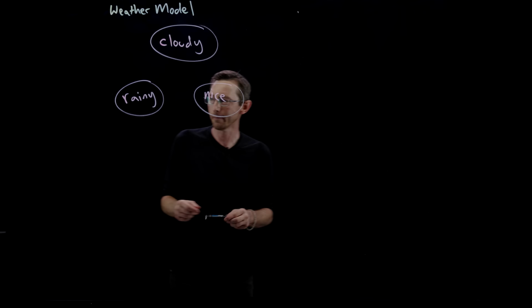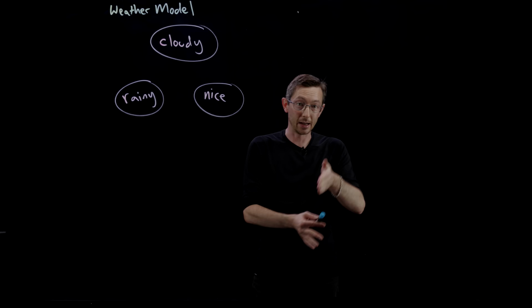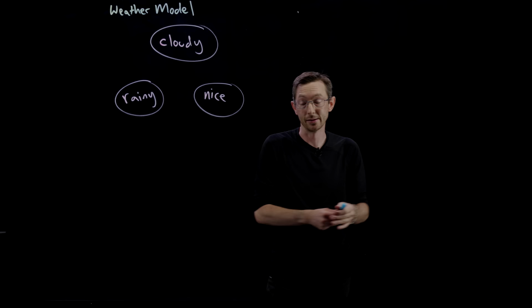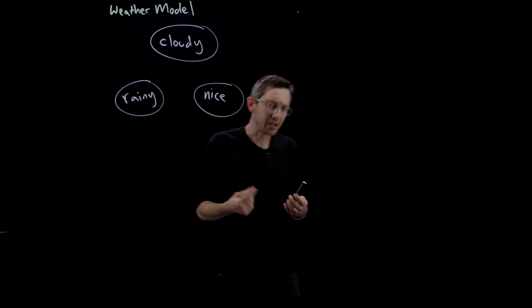I'm going to build a very simple probabilistic model for how whatever the weather is today will predict what the weather is tomorrow. We're going to model this as a sequence: the weather today, the weather tomorrow, the next day, the next day. This is a discrete evolution in time of the state of the current weather. Is it cloudy, is it rainy, or is it nice?